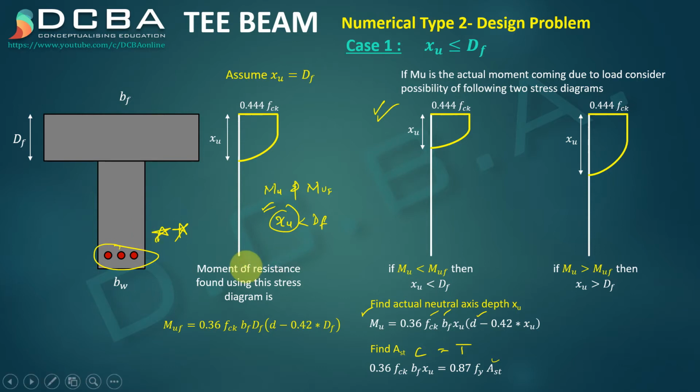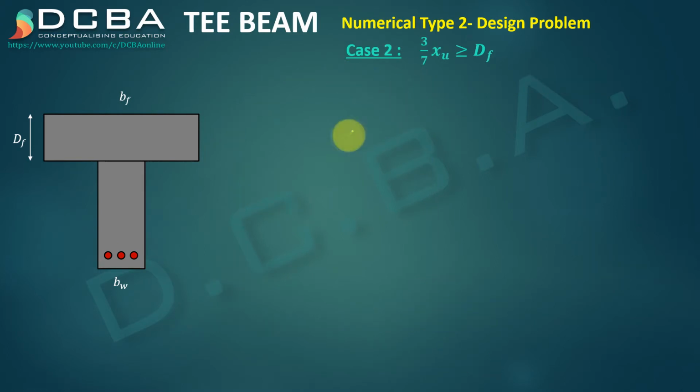Coming to the next case, that if xu is not less than df, that is if xu is greater than df, how did I come to know that? It will be if MU is greater than MUF, then obviously xu will be greater than df. So in that case, what to do? In that case, we come to case number 2, in which we know that our xu has exceeded our flange depth, and then we will check whether 3/7 xu is greater than or equal to df or not.